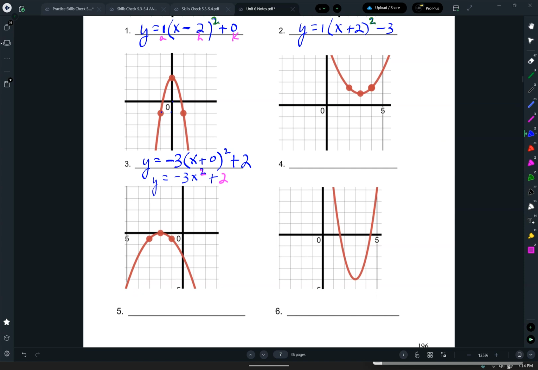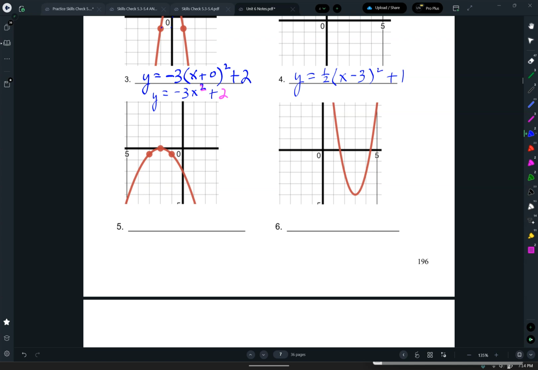Number 4, I'm going to say y equals. Now in this case, can you tell that that point is only up like a half? So I'm going to say 1/2. And then because it's moved 3 to the right, I'm going to say x minus 3. And then it's moved up 1.